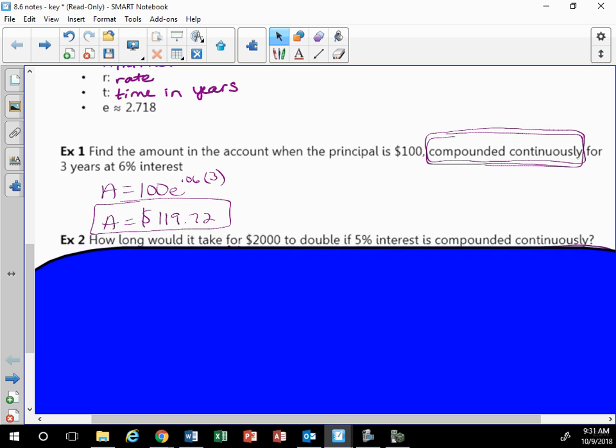All right, so same idea here. Again, we're doubling $2,000 at 5% interest, but it's compounded continuously. Do you think it's going to take more time or less time to double? Less time, okay? So hopefully we get something a little less than 14 years.